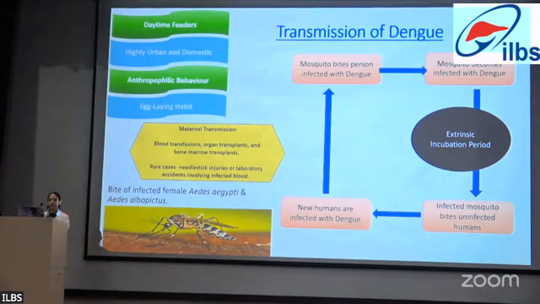The rare modes of transmission are maternal transmission, which can occur during pregnancy or at the time of birth. Other modes of transmission are blood transfusion, organ transplant, and bone marrow transplants, and rare cases have been reported from needle stick injuries or lab accidents involving infected blood.